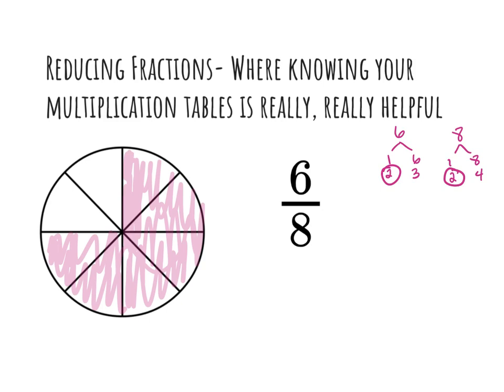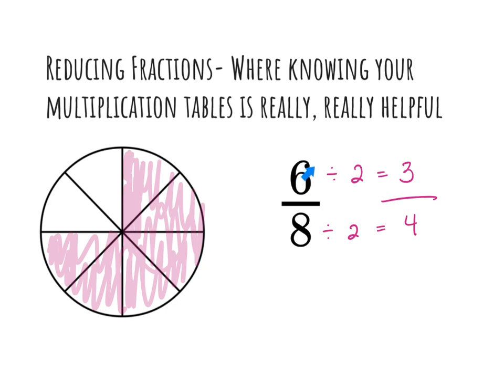6 divided by 2, and I need to erase this because I'm running out of room. 6 divided by 2 is 3, and 8 divided by 2 is 4. So we're making an equivalent fraction, and when we multiply or divide both the top and the bottom by the same number, we're really just multiplying it by 1. We're not changing its value. And that's how we make that equivalent fraction. Figure out the greatest common factor, divide both the top and the bottom by that, and that's our reduced fraction.